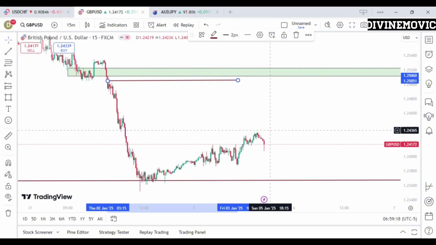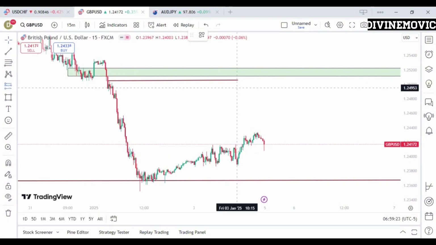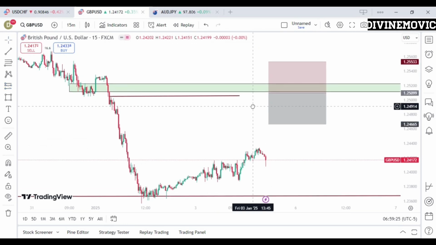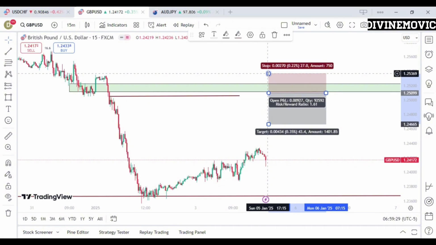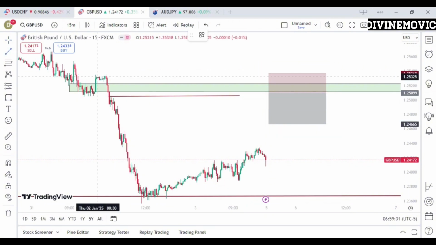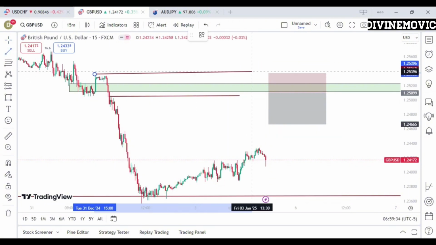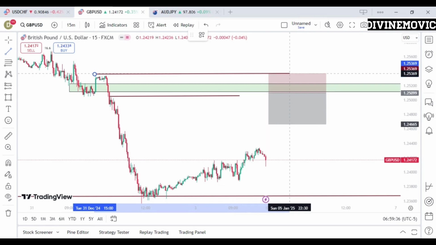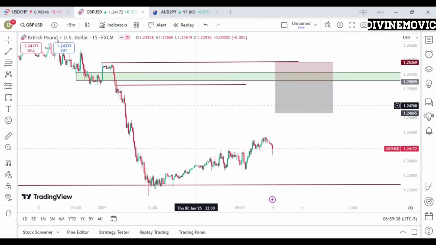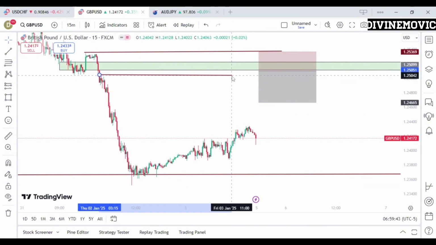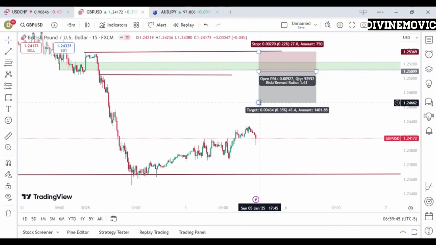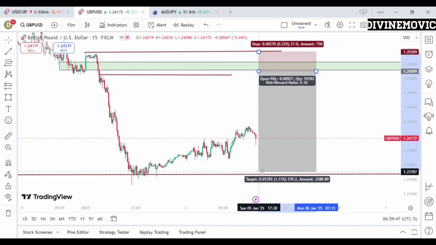And our entry model is that we'll have to patiently wait and look for a short from this level here. Our stop loss is going to be above this swing high here, right? That means our stop loss is going to be here, and our entry is going to be at this point here, and most likely we are going to target this particular point here as our take profit.